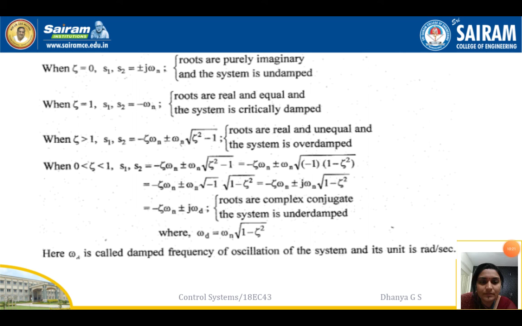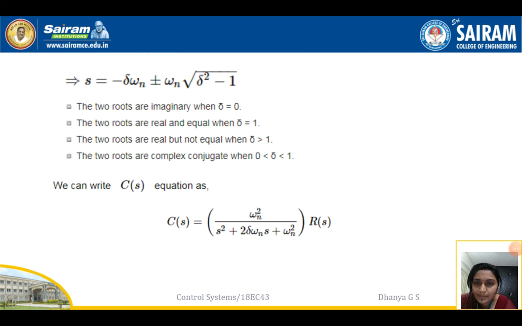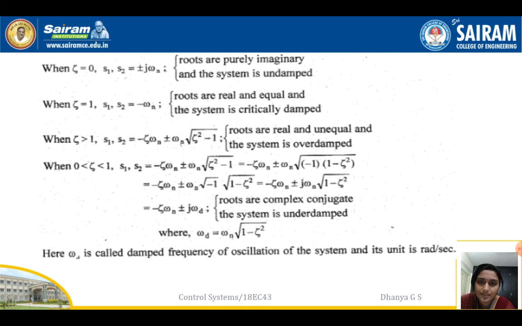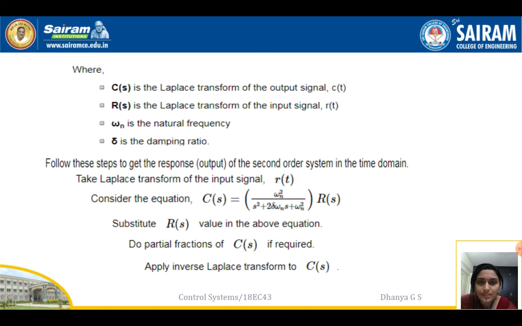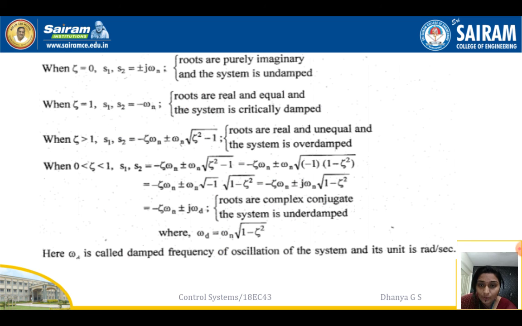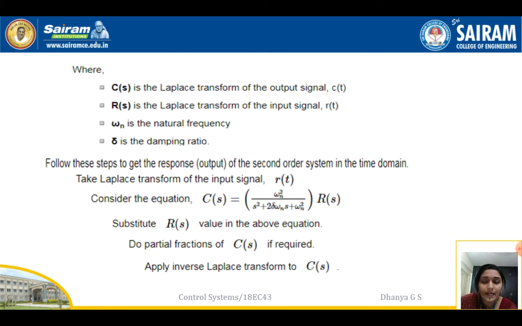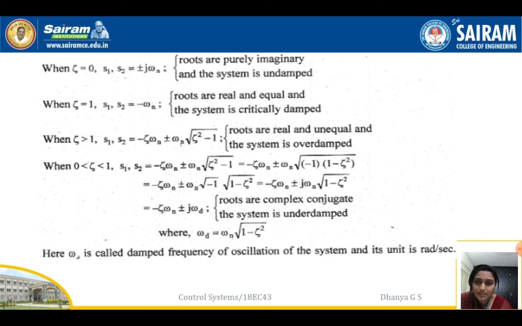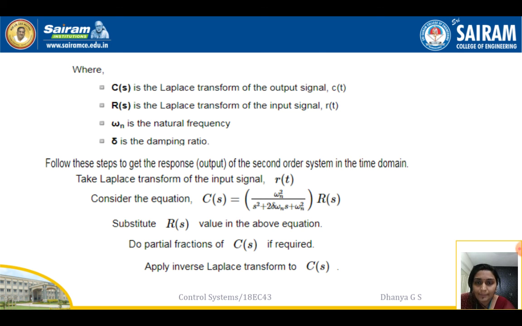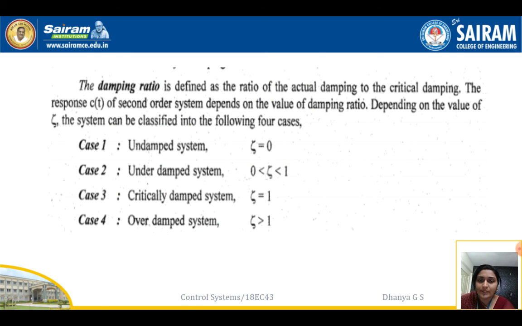So you can see the notations are the same, only the way they are written is different. C of s is the output signal, R of s the input, omega n is the natural frequency, omega d is the damped frequency of oscillation, and zeta is the damping ratio. Everywhere we have seen zeta, we are telling that zeta is nothing but the damping ratio. What is damping ratio? I have written it over here. Damping ratio is defined as the ratio of actual damping to the critical damping.